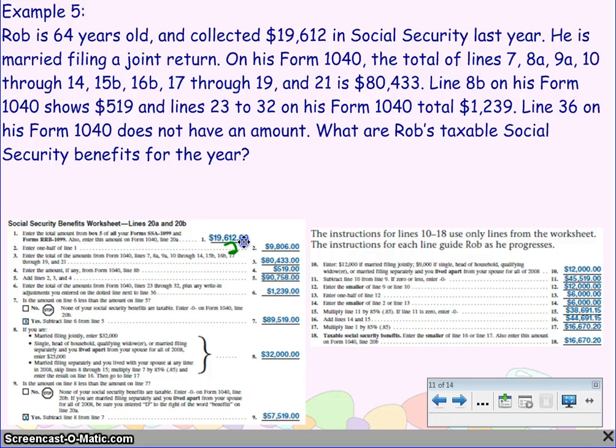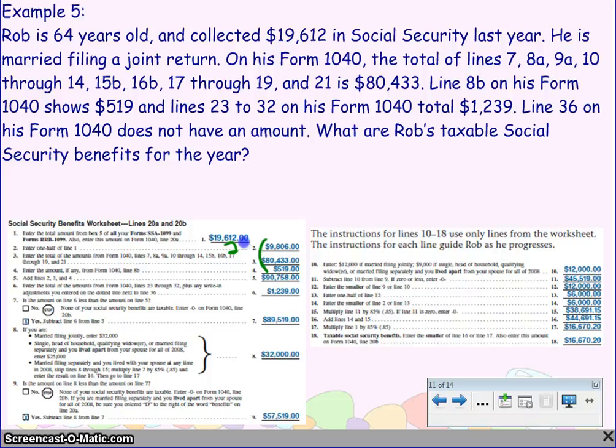Next it says to enter the amount, if any, from line 8B. So we entered that. And then it says enter the amount on the next line here. Sorry, it's a little blurry for me, and we've got now the 90,000. So it's saying 90,000 is adding lines 2, 3, and 4. So when I add these together, I end up with $90,758. Now it says enter the total of all amounts on 23 through 32. And so we've got $1,239.